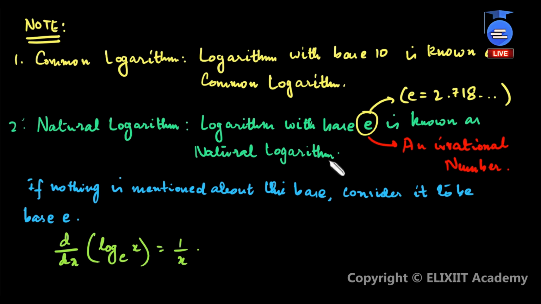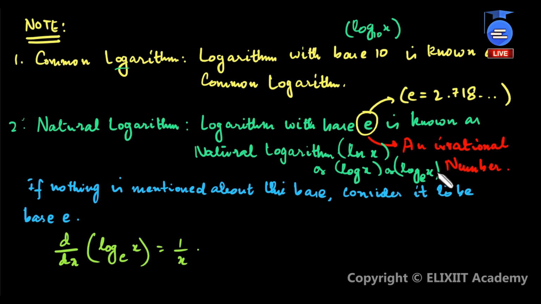And you can add one more point. Natural logarithm is denoted by ln x. This is the common logarithm, which is log x base 10. And this is the natural logarithm, which is given by either ln x, or you can give it in this manner, log x. This is also accepted. Or you can give it in this manner, log x base e. This is also accepted.